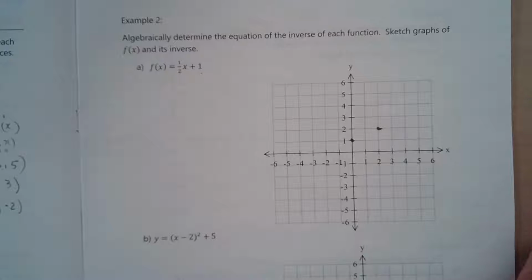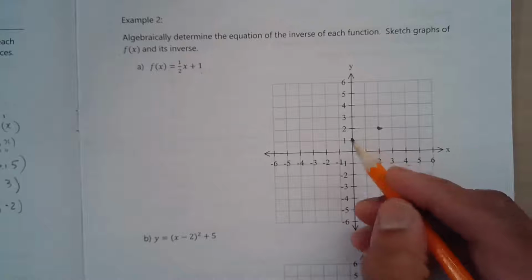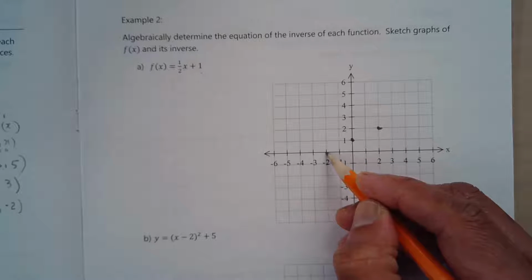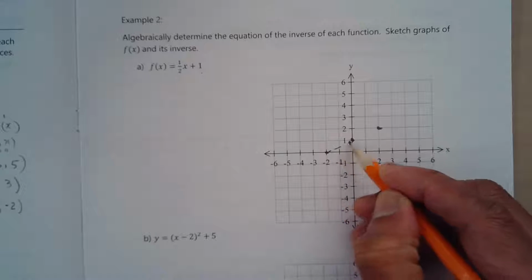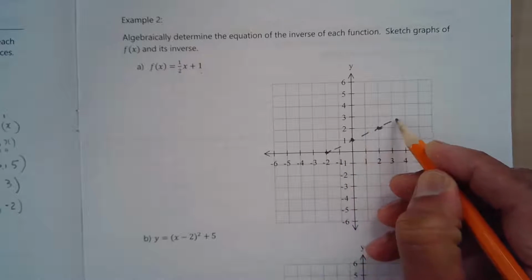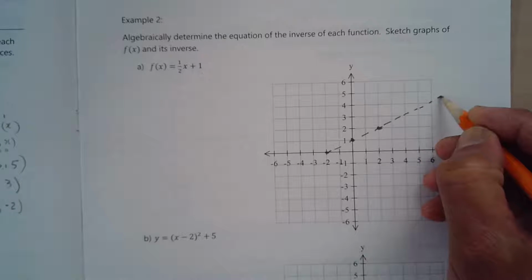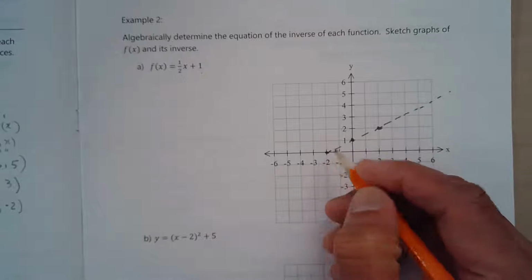And just to make sure that you're on the right track, you can try the other way around. You can go down 1 and to the left 2. So now this is my original graph, y equals half of x plus 1.